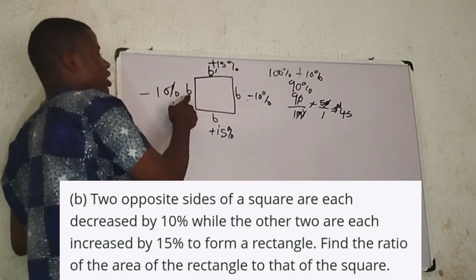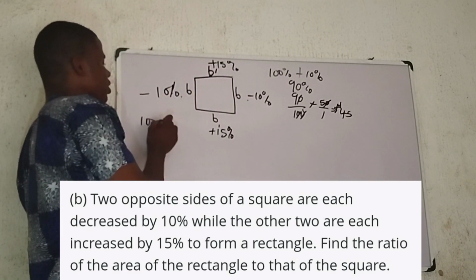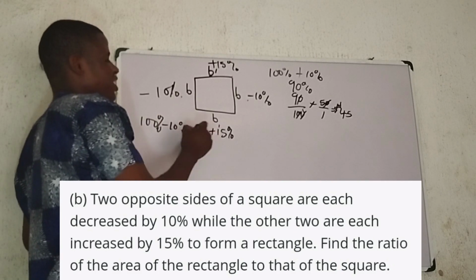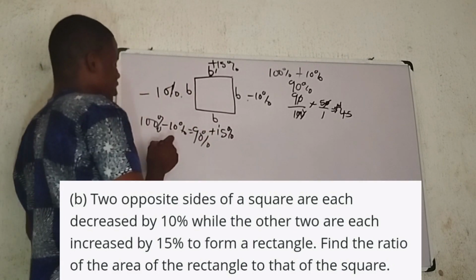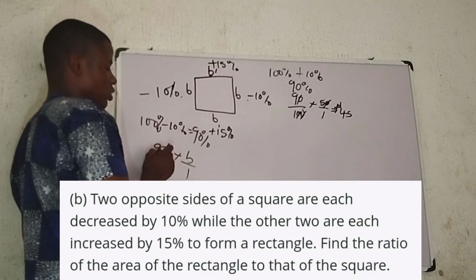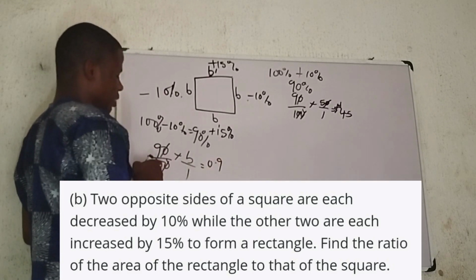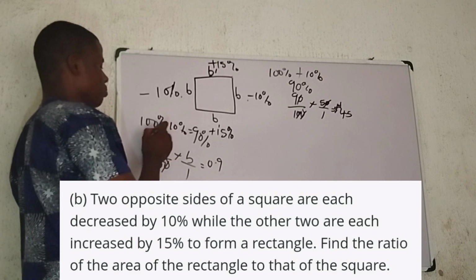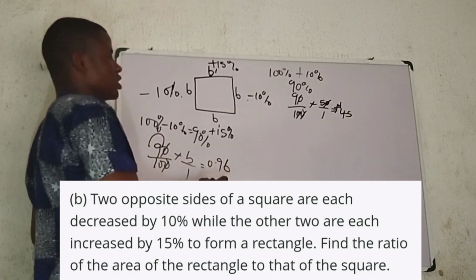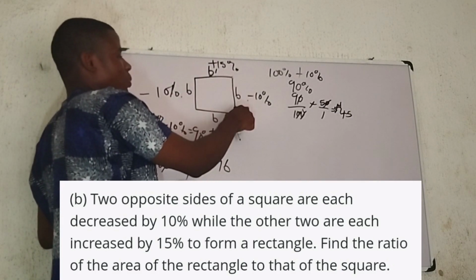Now, decreasing this side, decreasing b by 10%, we assume that b is 100%. Removing 10% will remain 90%. Now, we ask ourselves, what's 90% of b? 90% of b is 90 over 100 times b over 1. Cancel 0, cancel 0. Does it make sense? Now, what's 9 over 10? 9 over 10 is 0.9, because I'm having one zero in the division, so I'll move my point backwards. So 0.9 times b gives 0.9b. It means that this side will now be 0.9b. The same thing applies to this side, 0.9b.